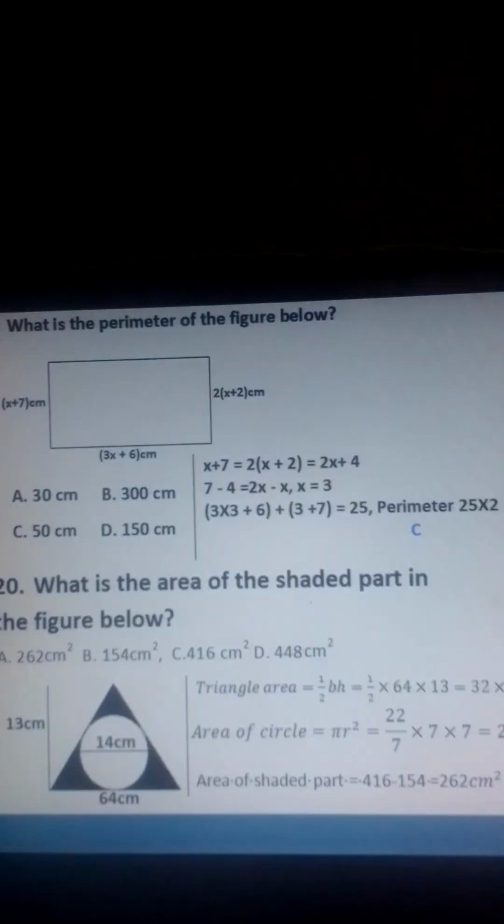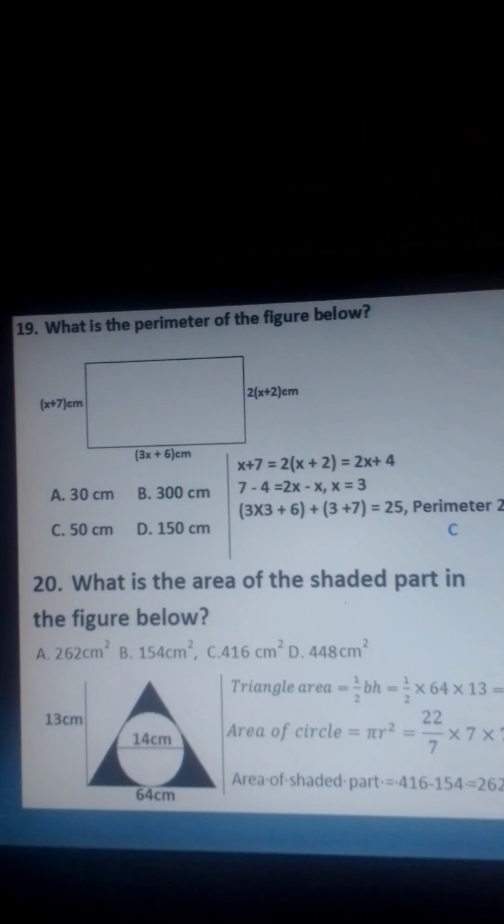Let's go to question 19. What is the perimeter of the figure below? This is a rectangle and you'll be given this side. This one, x plus 7, 2 into x plus 2, and 3x plus 6. What do you know about rectangles? Opposite sides are equal. So this side is opposite to this one and they are equal. But we have been given their dimensions. So we equate this to this because they are equal. So x plus 7 is equal to 2 into brackets x plus 2 brackets.